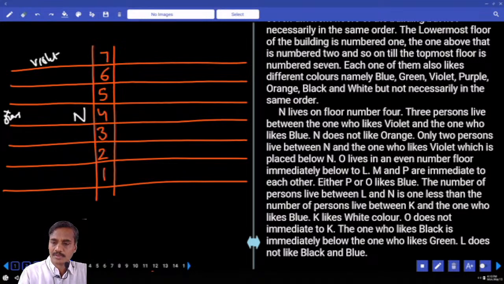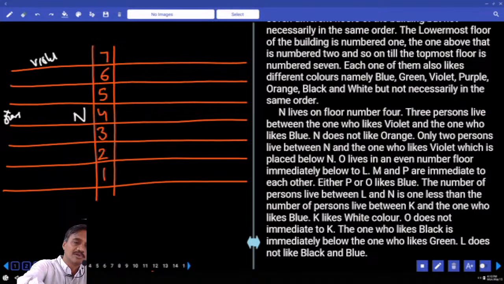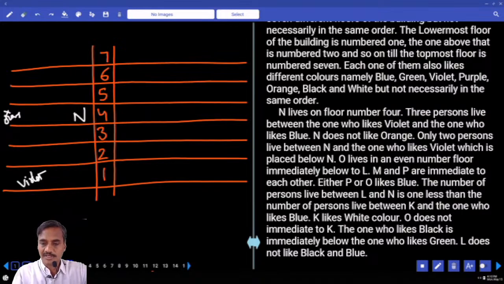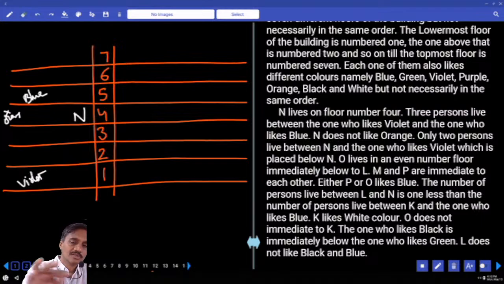Below. Which is below N. Now only two persons between N and violet. Violet is below N. As violet is below N, hence violet must be on the first floor. N and violet. Now between violet and blue, how many are there? Three persons between violet and blue. Hence 1, 2, 3. The one who likes blue must be on the fifth floor.